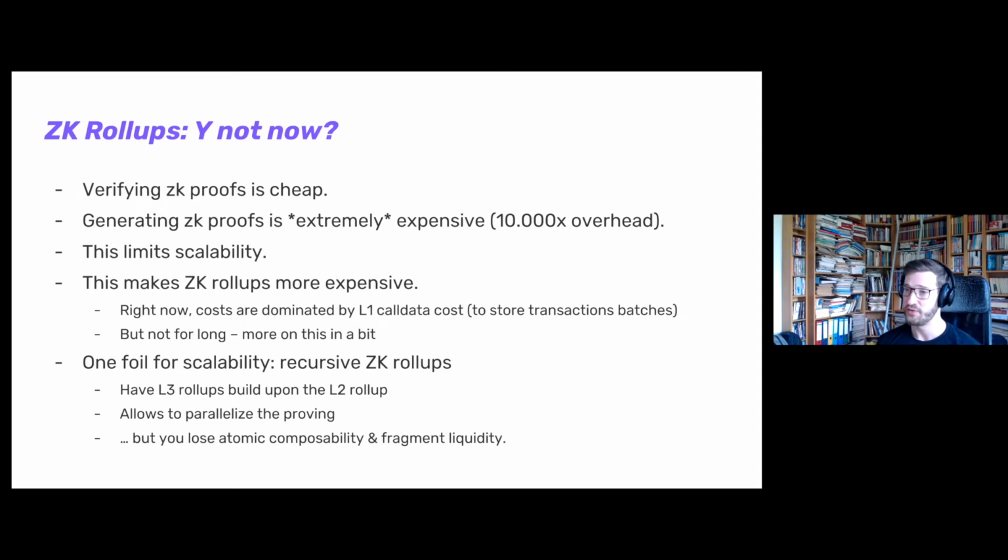And ZK rollups are also fairly expensive. Right now, today, it's not really a problem. Because when you go, for instance, in Optimism, of the price you pay for a transaction, 95% of that is the price we pay for storage on L1, to store all the transactions on L1. That's what's really expensive. However, we have a solution for that, which is going to make it much cheaper to store data on L1. This is called Danksharding. I'll write more about this in a bit, but I didn't write slides about that.